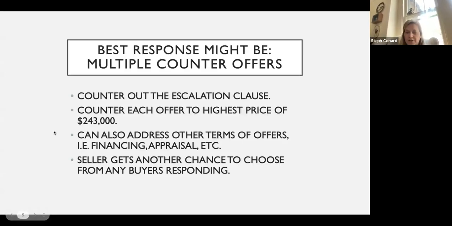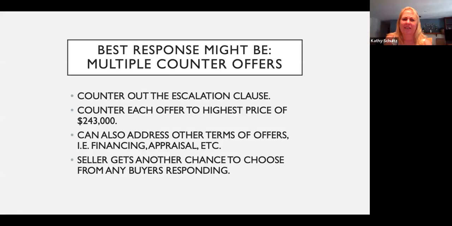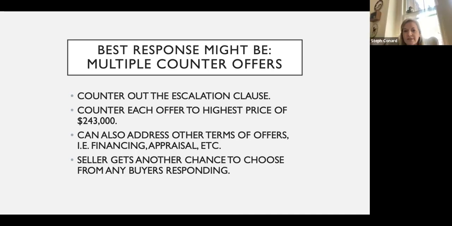Consider multiple counter offers. We've had this comment from buyers agents who have lost out when they've included an escalation clause, kind of regretful: why didn't you just counter us at our highest purchase price, our max price? Right, that seems like the obvious thing to do: let's get rid of this mess and just counter a price. That makes sense.